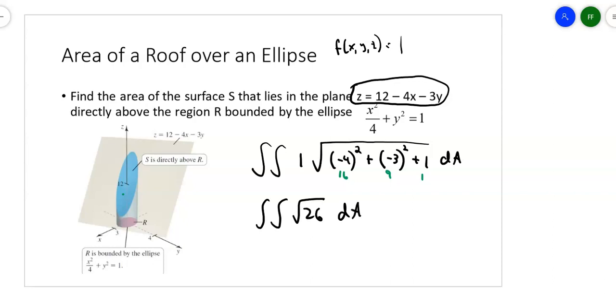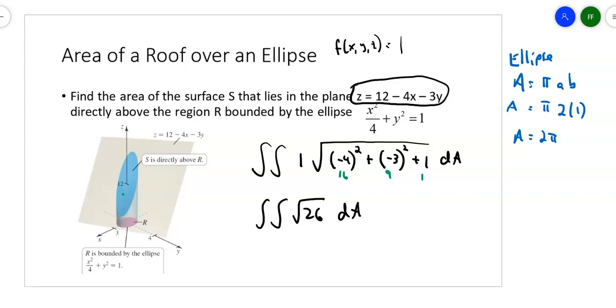Now, I could save myself a whole lot of time if I could only find the area of an ellipse. Was it 1, 2, 3 lessons ago that we had come up with the area for an ellipse as pi times a times b, where a and b are these numbers on the bottom. So the square root of 4 is 2. The square root of 1 is 1. The area of my ellipse is 2 pi.